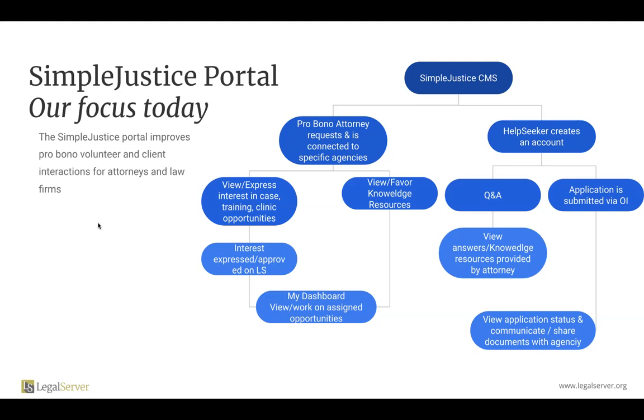On that page, there are two options. One is to volunteer, and one is to get help. Obviously, the admin of each SimpleJustice site can choose which one they want, or if they want both. Maybe they only want the pro bono portion and don't want the Helpseeker portion. Maybe they just want the Helpseeker portion and don't want the pro bono section. That's an admin-by-admin basis. There's a control there for that.